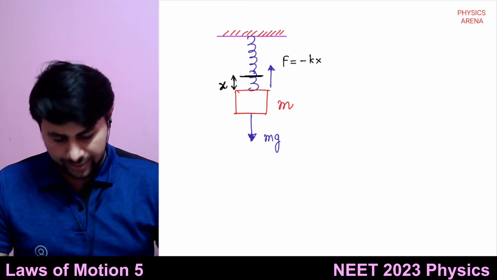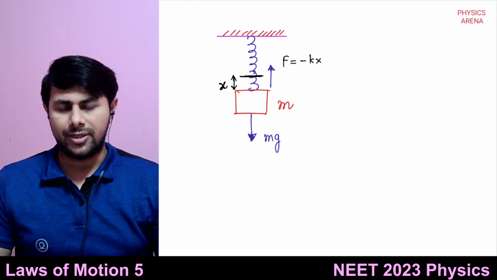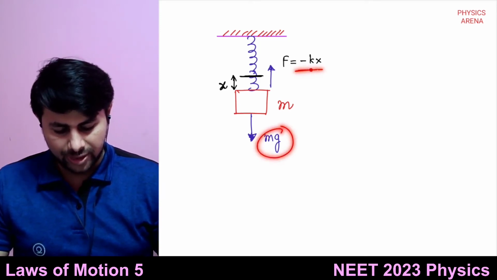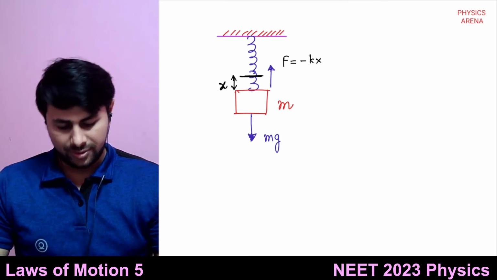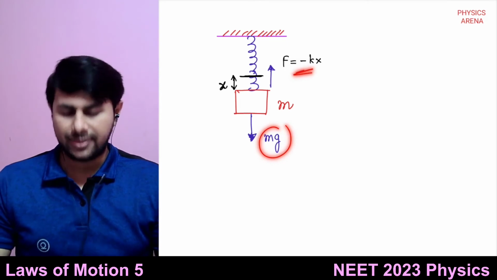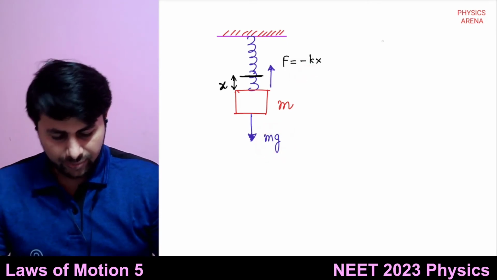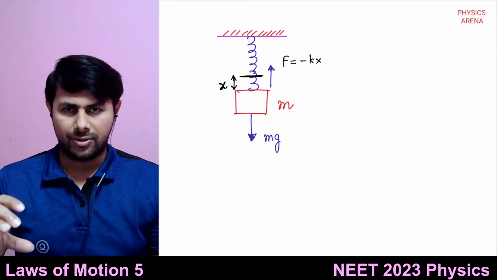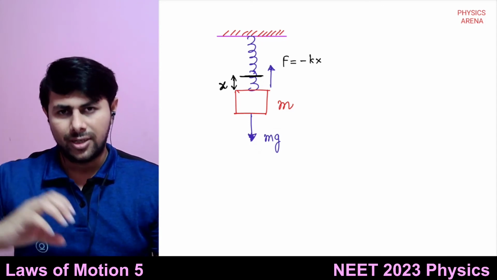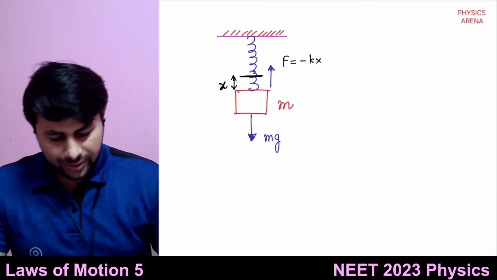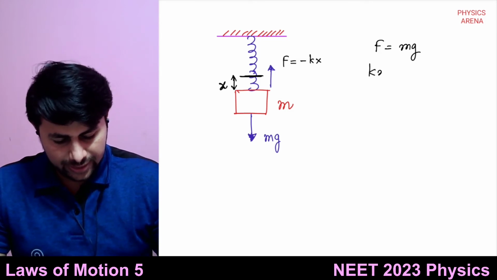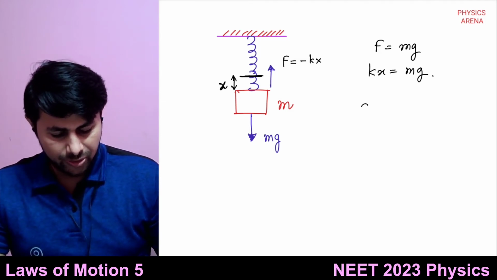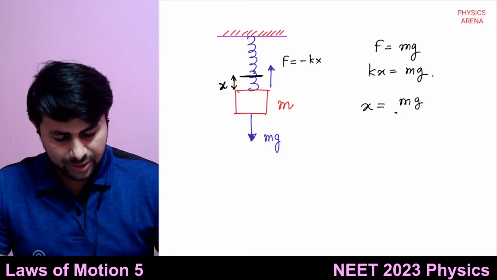Okay, so till what time will this extension continue? Till the time mg becomes equal to kx, right? And therefore the system will come into equilibrium. It won't move, it won't accelerate downwards, it won't accelerate upwards when the spring force is equal to mg. That is, kx is equal to mg, and therefore x is equal to mg divided by k.